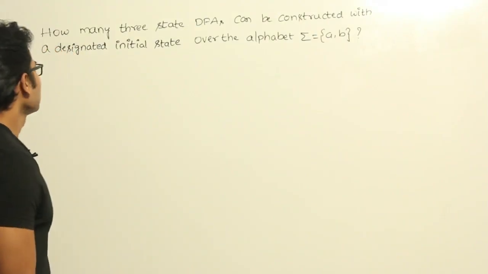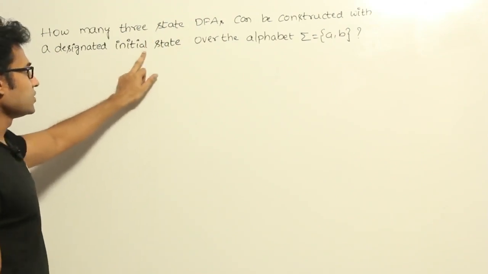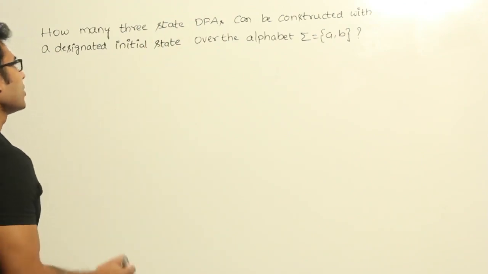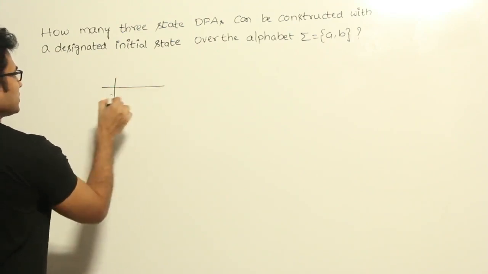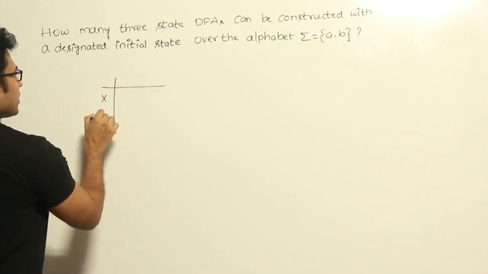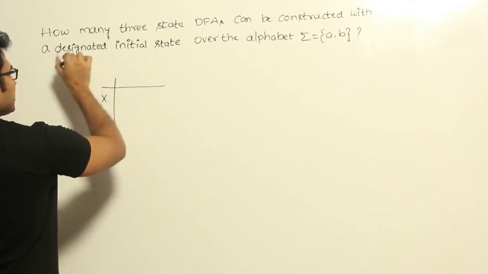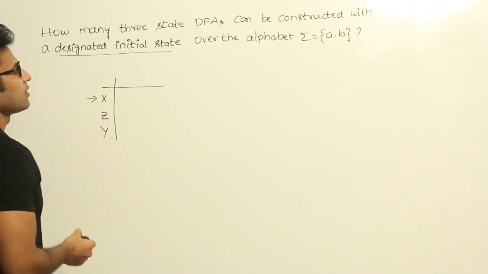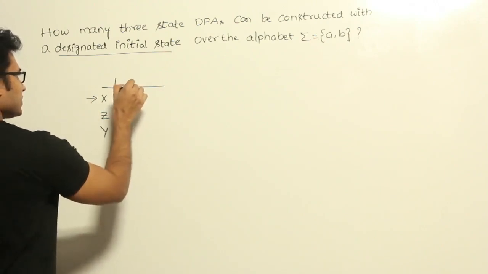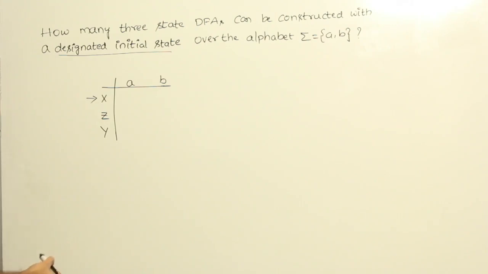Now let's see this question. How many 3-state DFAs can be constructed with a designated initial state over the alphabet A, B? Now if we have 3 states, let's say the 3 states are X, Y, Z, and they are saying that a designated initial state is there, which means one state is already fixed as the initial state and the alphabet is A, B. Now they are asking us how many such DFAs are possible here, right?